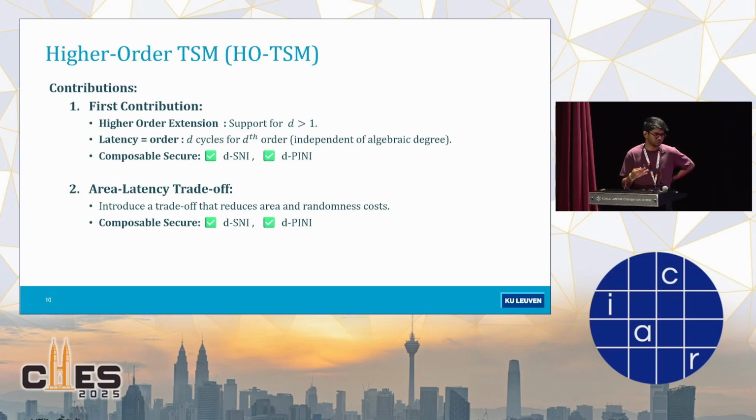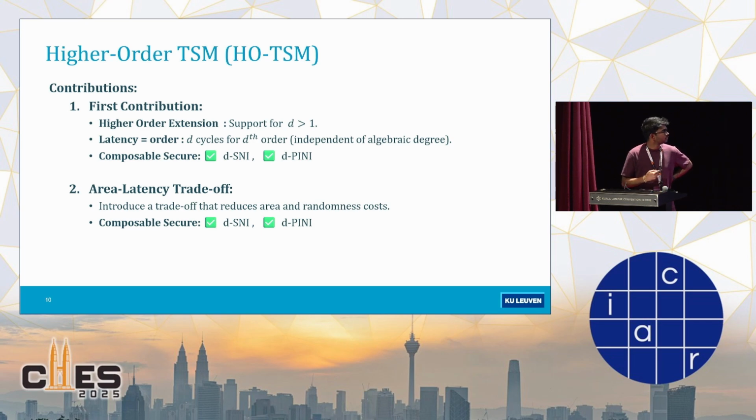For third order, 3, and so on. It's also composable secure. It's PINI and SNI. And the next part of the work is we present a trade-off where we increase the latency by 1, but also it results in a reduced area and randomness cost, and that's by a lot. And it's also SNI and PINI.